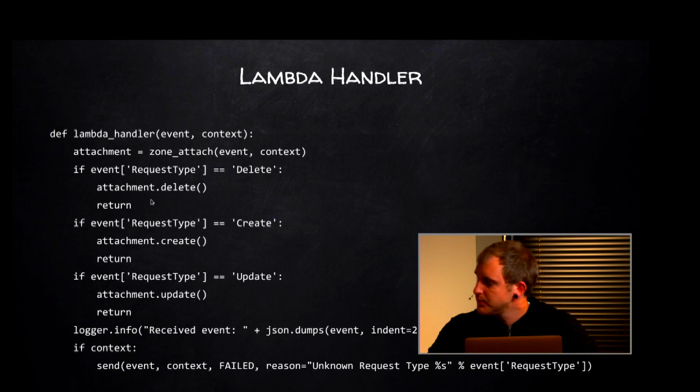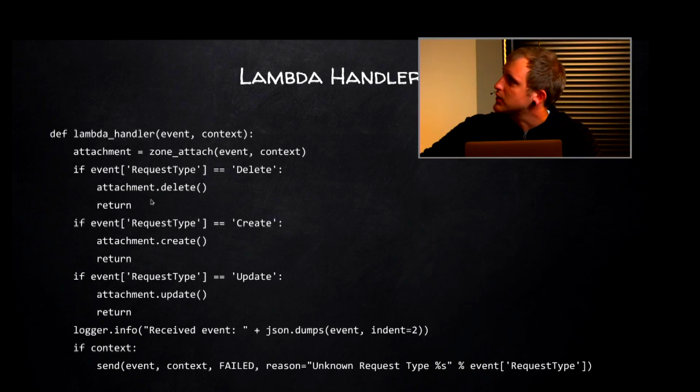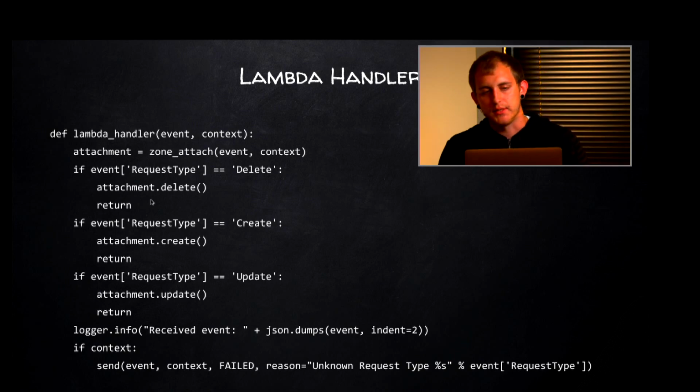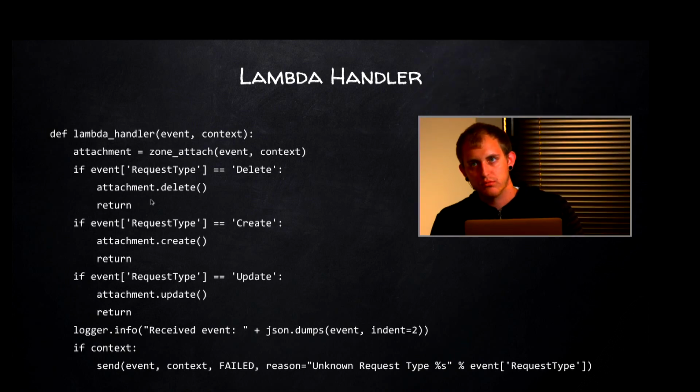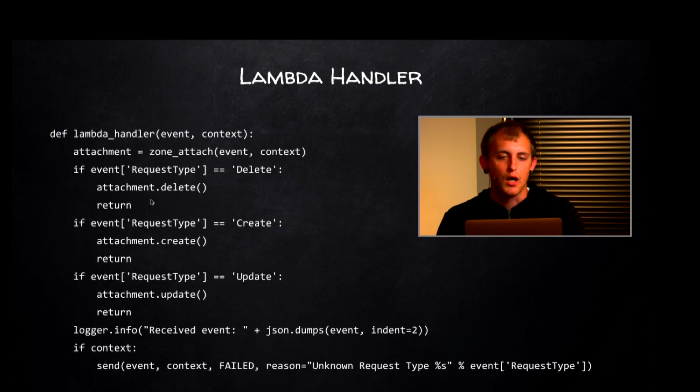The Lambda handler. This is the code that actually gets run when Lambda is invoked. Lambda itself has two arguments that you need to allow to be passed to it, event and context. Event is information about what's going on, why it's being invoked, and then the context is kind of like a runtime environment, a special object from AWS.